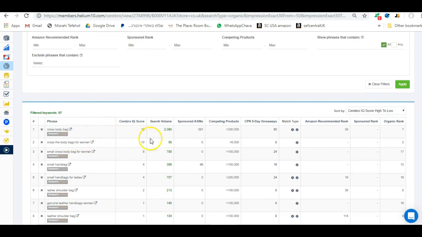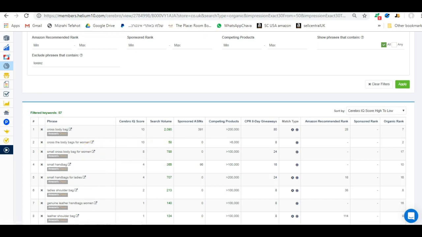Okay, so again, due to the nature of these words, there's not a high Cerebro IQ score. It means there's a lot of competition for these words. But this one has the lowest competing products. This one, crossbody bags for women. It's got a low search volume. However, it might be very specific. This one, small crossbody bag for women, I think is very specific. It's got a high enough search volume for us to want to target it.